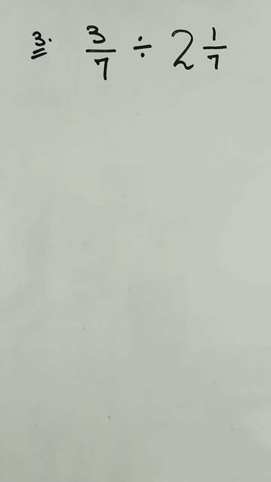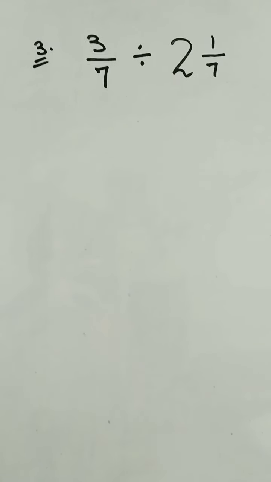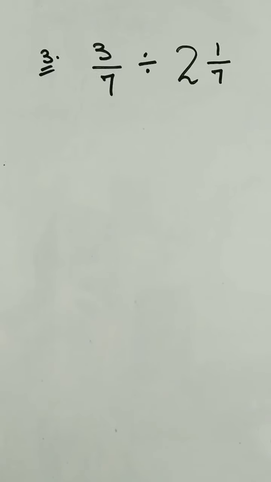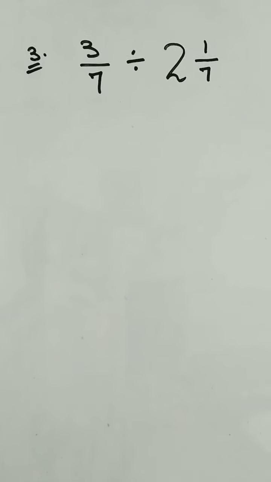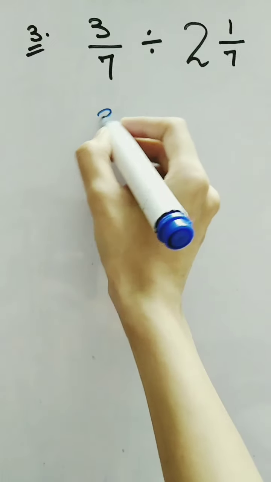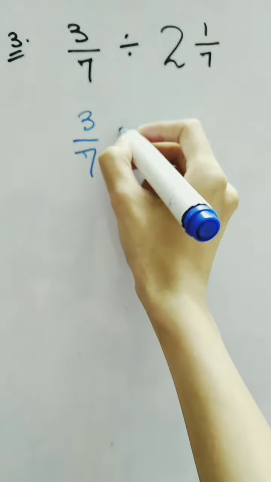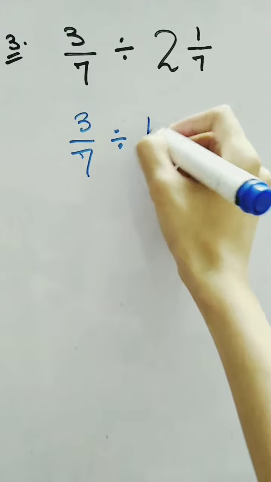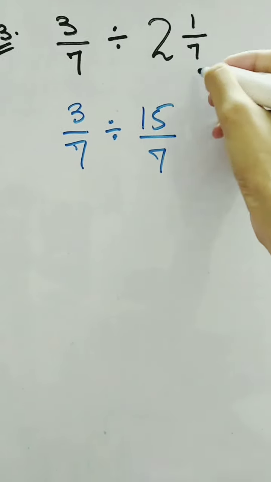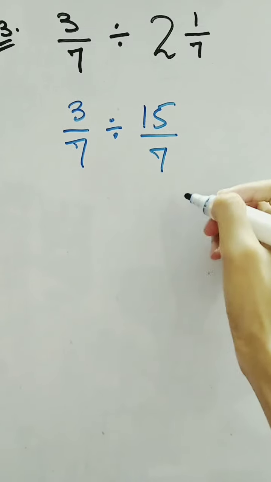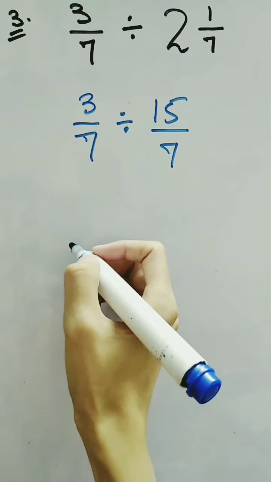Now look at another question in which we have a fraction and a mixed number, and they are dividing with each other. First of all, we will change the mixed number into a fraction. So we have 3 over 7 divided by 15 over 7, as 7 into 2 is 14 plus 1 is 15. So we have 15 over 7.